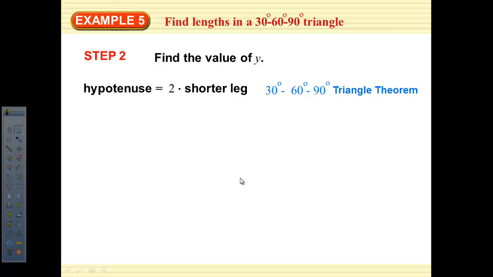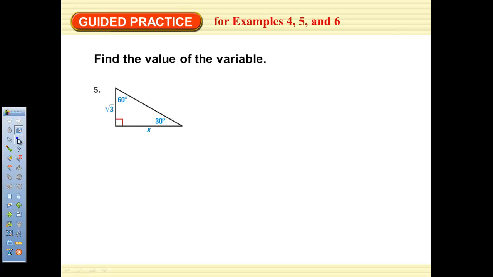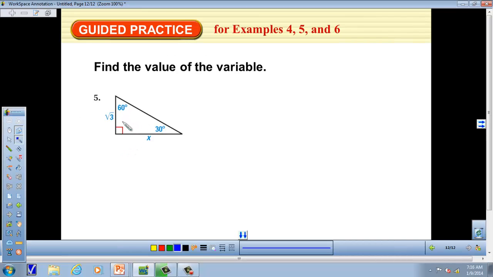To find y, we just double it, and we get 6 rad 3. Here's another one. This time, the short leg here is x, this is 2x, and this is x rad 3. I'm sorry, maybe I should use a different letter since we're solving for x there. Let's call this a, let's call this 2a, let's call this a rad 3. So we know that a is equal to rad 3, and we want to find this part right here, so we really want to find a rad 3, because that's what x is.